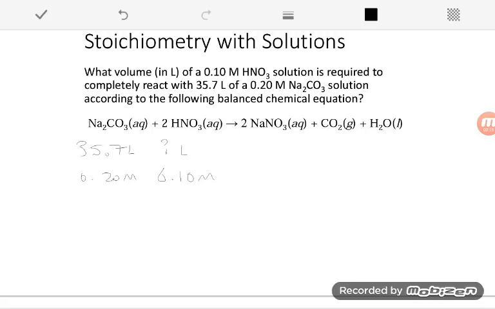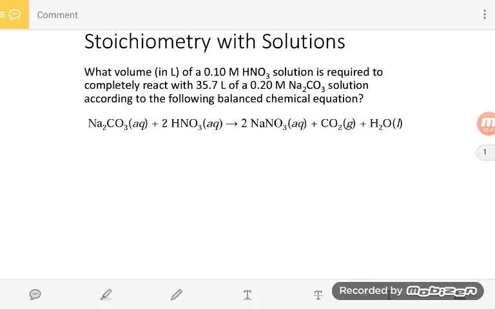I like to write my numbers down here just so I keep it organized and I can see where I'm starting and where I'm ending up. Anytime I see a big M, I remember that stands for moles per liter. That's going to make my life a lot easier if I can remember that that's a fraction, not just a number. So let's keep this in mind and go back and look at the map we made. So we have liters of sodium carbonate, we have a couple molarities, and we want liters of nitric acid.